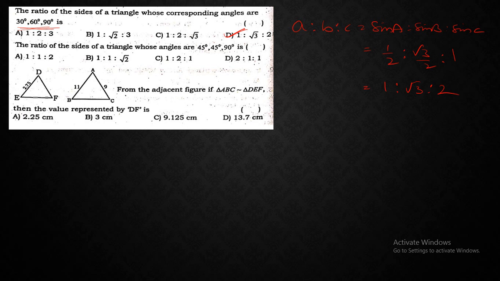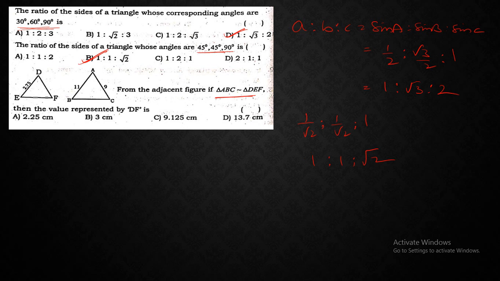The ratio of sides of a triangle whose angles are 45, 45, 90. Using the same formula, sin 45 is 1 by root 2, sin 45 is 1 by root 2, sin 90 is 1. So when I multiply with root 2, this becomes 1 is to root 2. So the answer is 1 is to root 2.